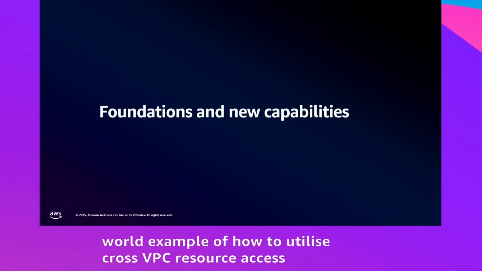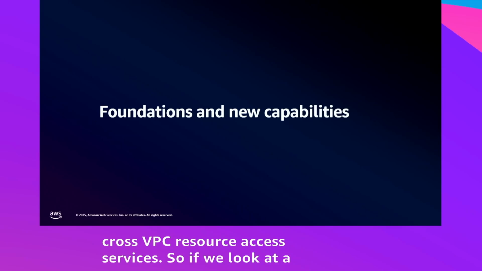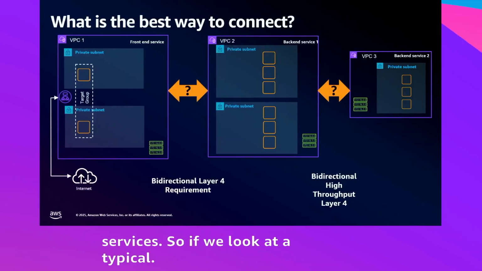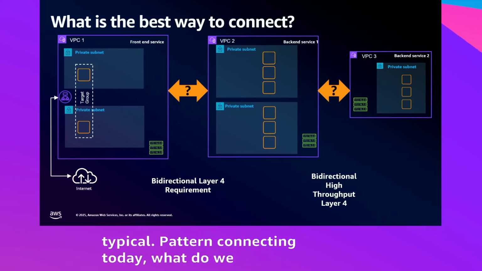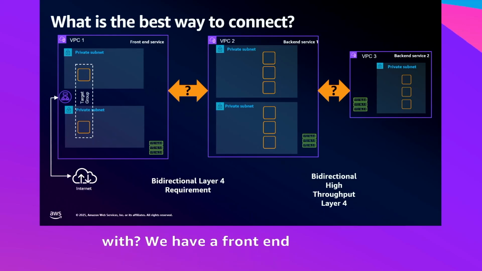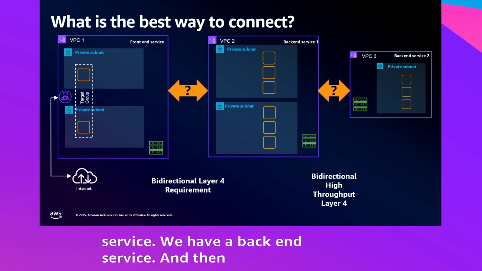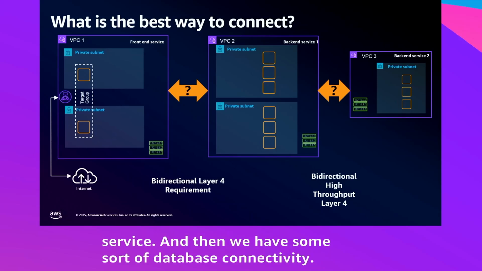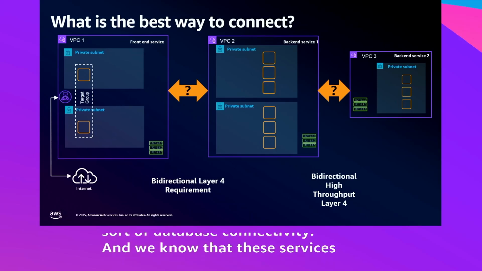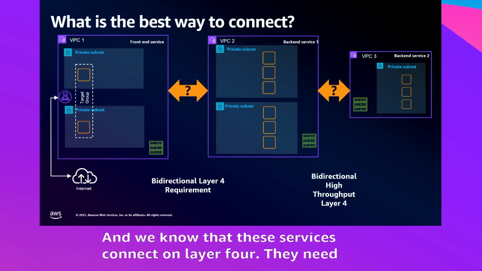So if we look at a typical pattern connecting today, what do we start off with? We have a front-end service, we have a back-end service, and then we have some sort of database connectivity. And we know that most of these services connect on layer 4. They need some sort of high bandwidth capability between the back-end and the database. And as AWS, what different types of offerings do we have as services that we can use to connect up these different services? So if we think of today, we've got two offerings.